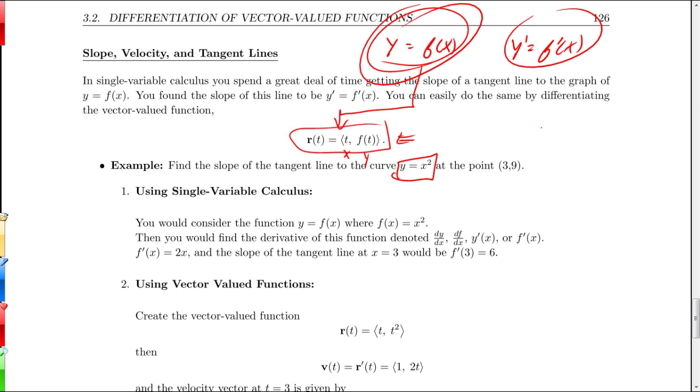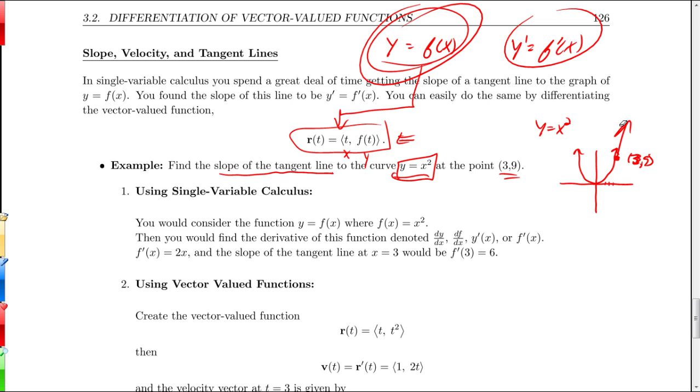Suppose we start off with y equals x squared. If you graph that, it looks like this, right? A parabola. It's a terrible parabola. And I want to find out what is the slope of the tangent line to the curve y equals x squared at the point 3, 9. Suppose this is 1, 2, 3, and this is the point 9. So this is the point 3, 9. And I know I'm going to get a slope that looks like that.